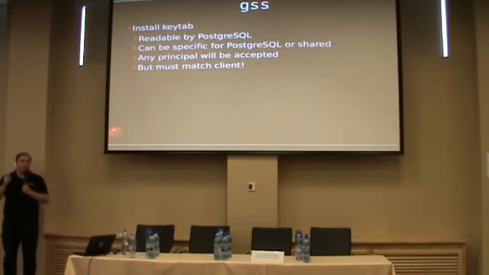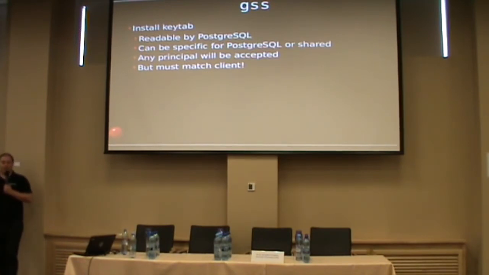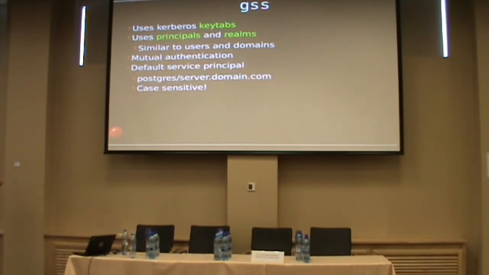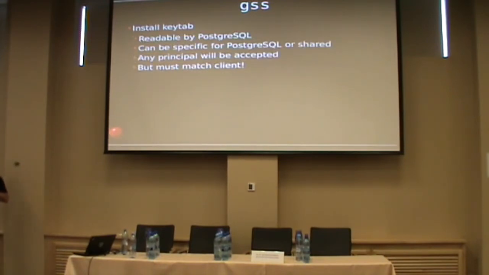Now to get this working, you need this thing called a keytab, which is just a file of crypto keys. The Postgres server needs a keytab. It needs to be readable by Postgres, but it can be a Postgres-specific keytab, or you can use the system-wide keytab that your server has. Postgres will use any principal that's in that file, as long as it matches what the client says. So if the client says postgres slash database1.domain.com, there has to be a principal for that exact thing. postgres/database1.domain.com needs to be in the keytab file. There can be other keys in the file as well, but this one needs to be there. And it's case sensitive.